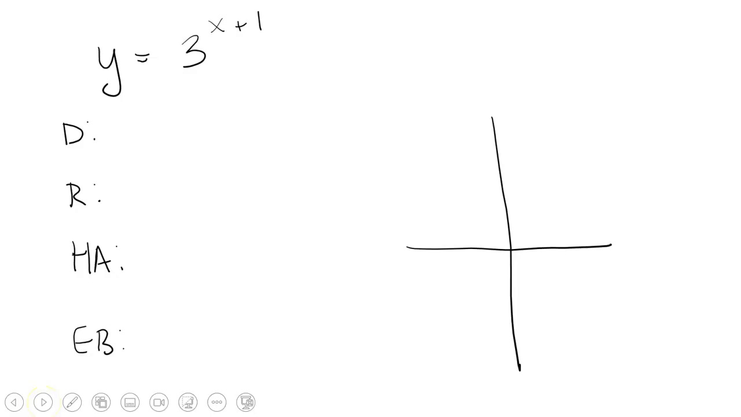With this problem, I have 3 to the x plus 1. Notice that the plus 1 is up in the exponent. This will shift our function to the left. If you don't know that, it's okay. You could always graph this in Desmos and look at the graph in Desmos.